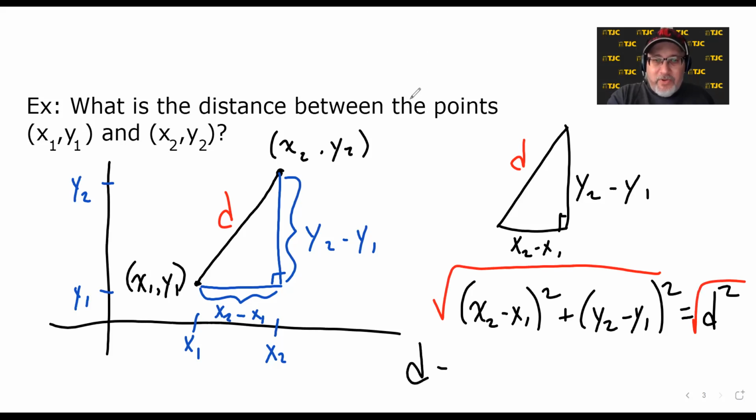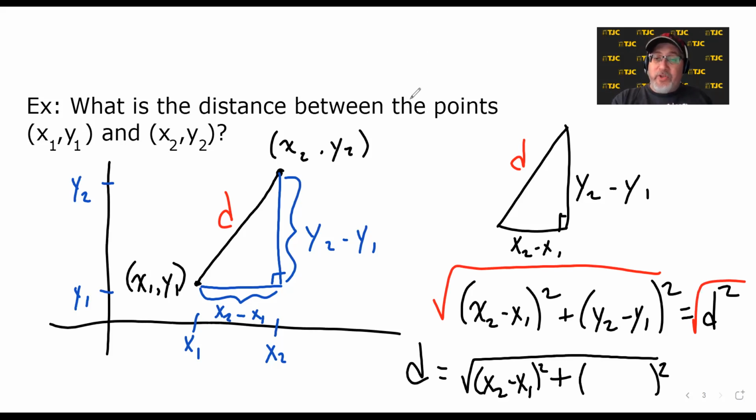And we have D equals, and I'm reversing the order of the equation, the square root of, plus in the middle, on the left, a squared parentheses, and inside that, x2 minus x1. And on the right side of the plus, but still under the square root, another squared parentheses with the subtraction problem in it. And that subtraction problem is y2 minus y1. And there we have our distance formula.